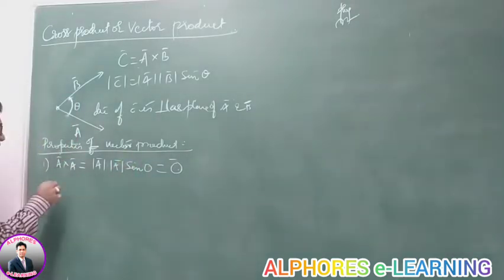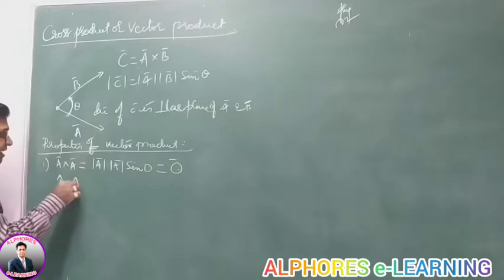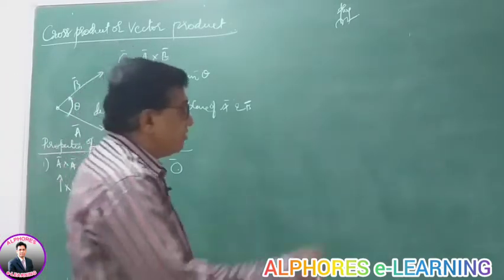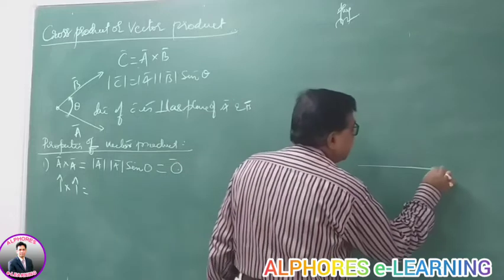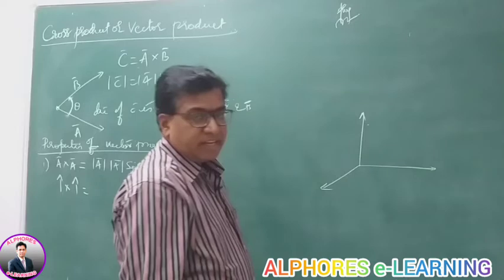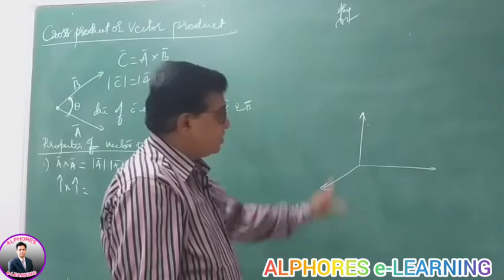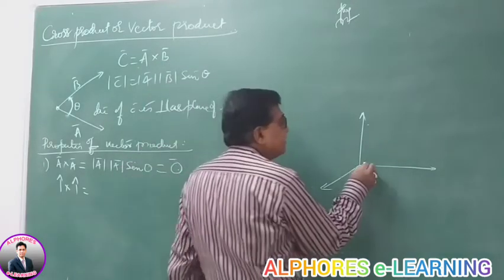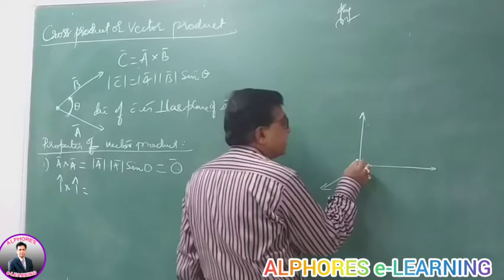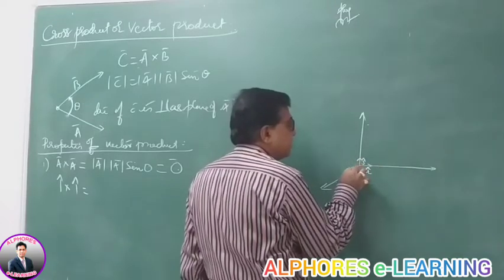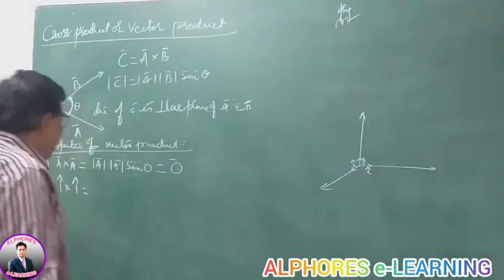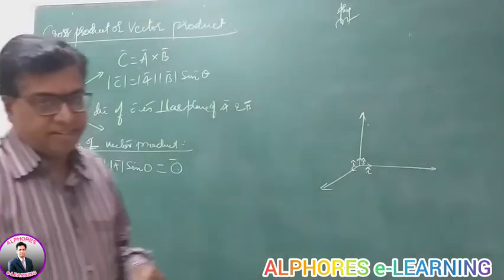So from this you can evaluate i cap cross i cap. What is i cross i? You know, I was telling you, if I imagine three mutually perpendicular directions like this, a Cartesian 3D system, then along the x direction the unit vector is i cap, along the y direction the unit vector is j cap, and along z it is k cap. Like this. Well, if it is i cap cross i cap, i and i again, right?